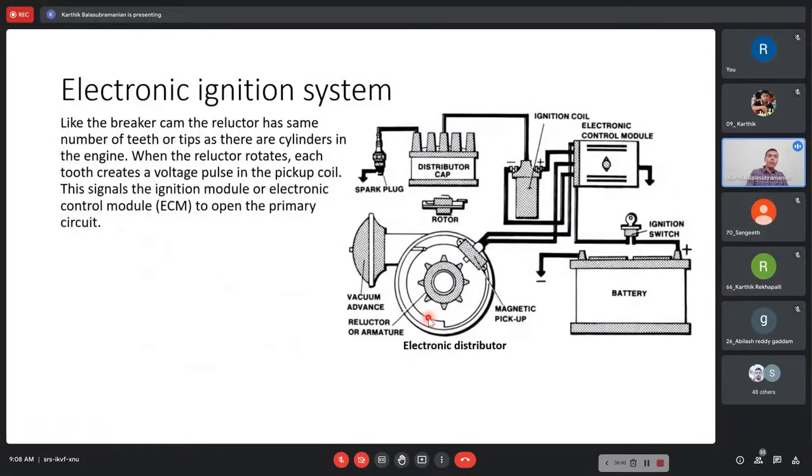Like the breaker cam, the reluctor has the same number of teeth or tips as there are cylinders in the engine. When the reluctor rotates, each tooth creates a voltage pulse in the pickup coil. This signals the ignition module or electronic module to open the primary circuit, right? Instead of a cam, you have this reluctor or armature, which helps to open or close the circuit by the signal it provides. So that's electronic ignition system. But the rest of the components are exactly the same. You don't have any difference. All right.